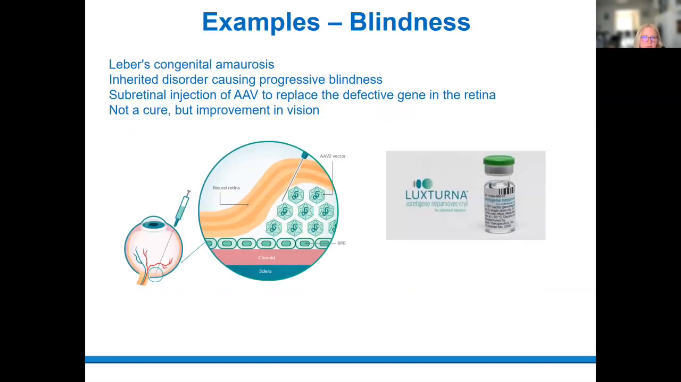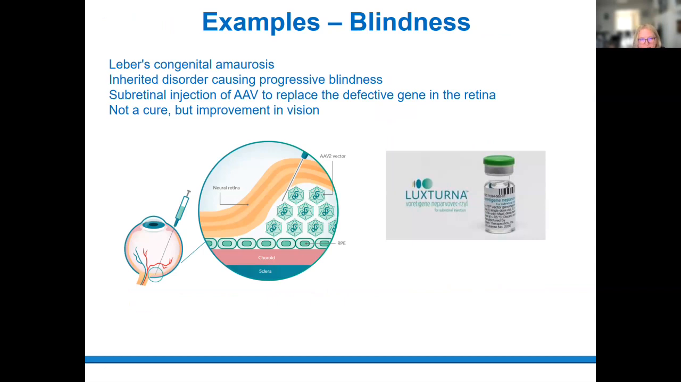Just an example of a gene therapy for blindness, a disease called Leber's congenital amaurosis. The drug here that has been developed fairly recently is called Luxturna, and it's a viral gene transfer vector that's injected into the retina.